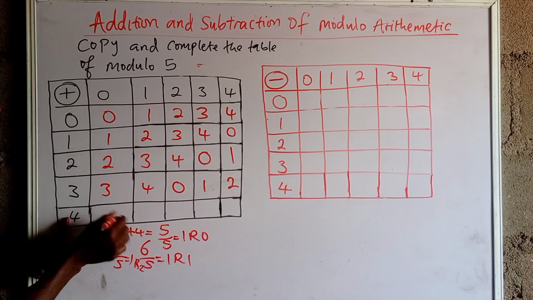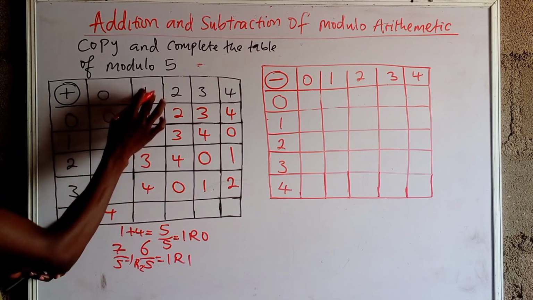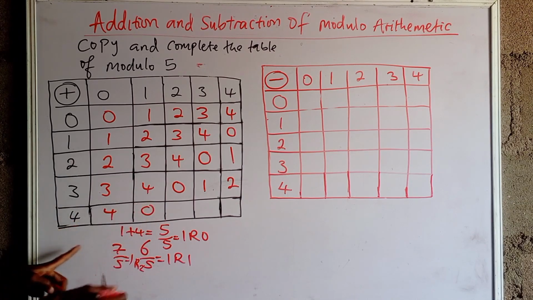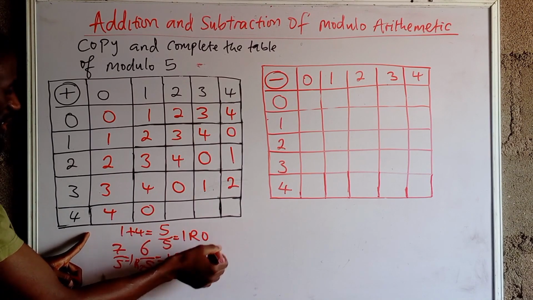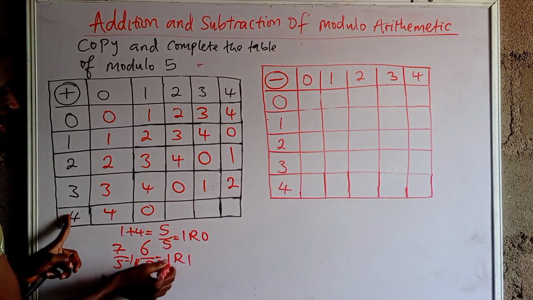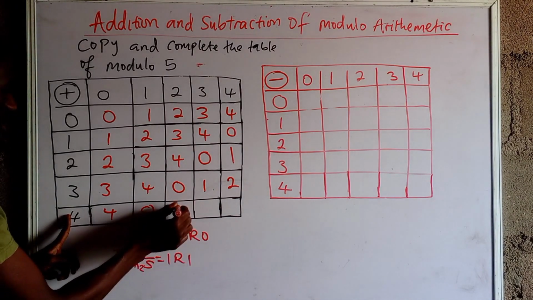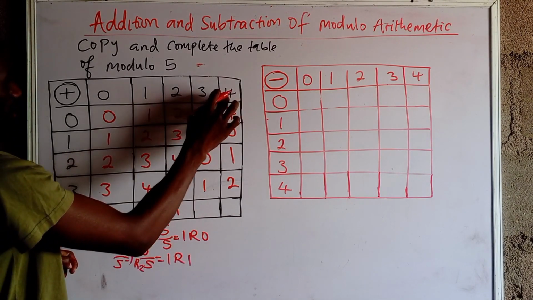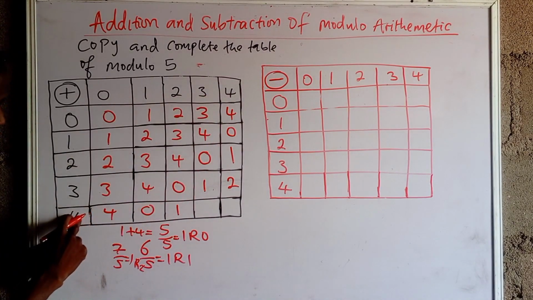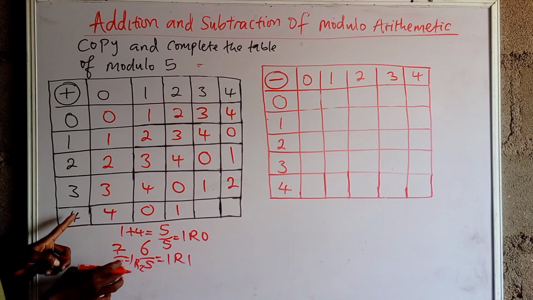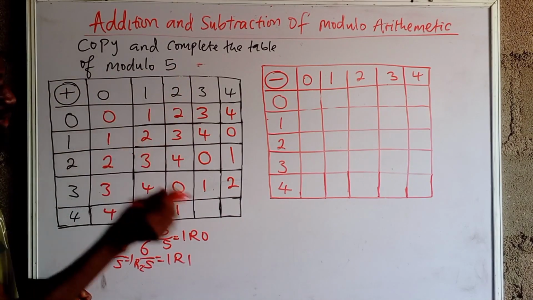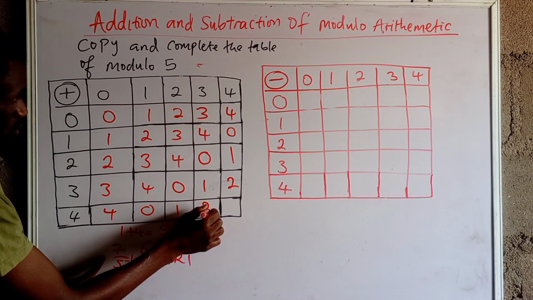4 plus 0 is 4. 4 plus 1 is 5. When a number reaches 5, it will be 0, because 5 divided by 5 is 1 remainder 0. Then 4 plus 2 is 6, and 6 divided by 5 is 1 remainder 1. 4 plus 3 is 7, which gives remainder 2, because 5 in 7 is 1 remainder 2.